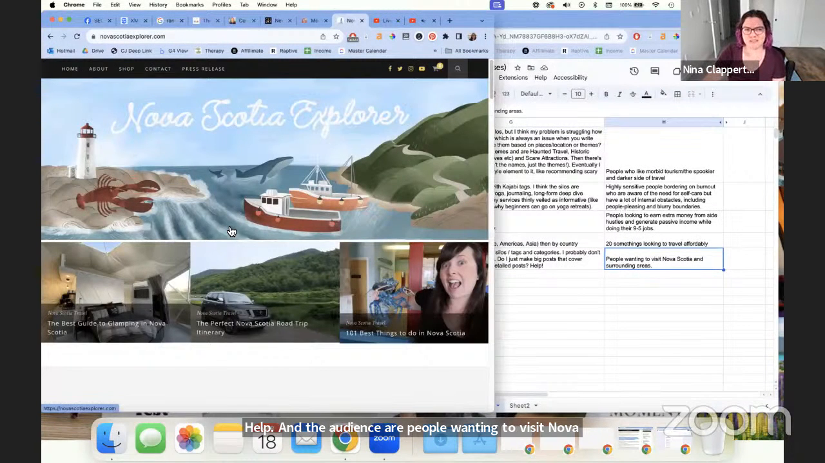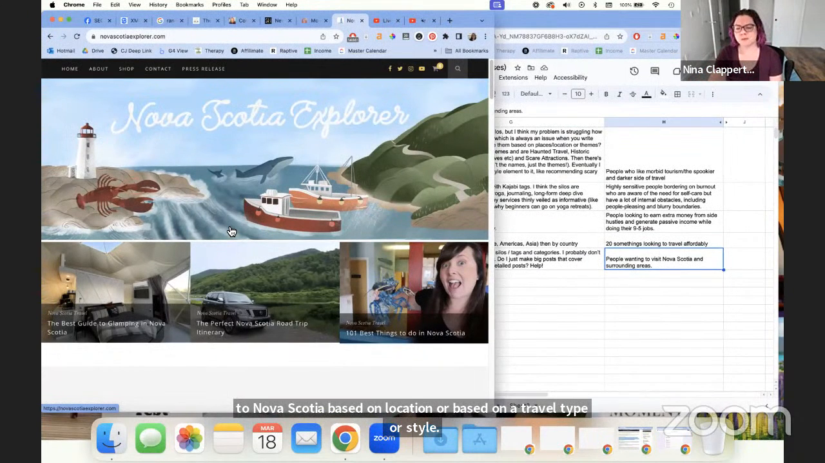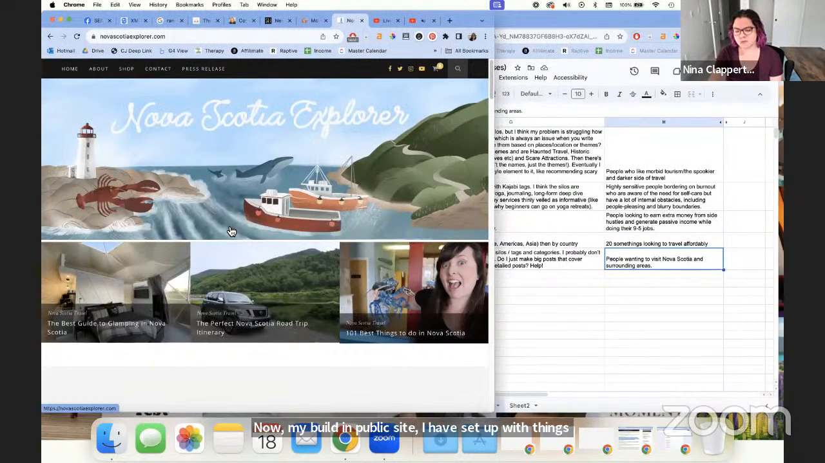Now, Nova Scotia is a province in Canada, so the best thing here is that it is such a specific location. Because of that, it's a lot easier to set up silos. Again, we need to think, are people planning a trip to Nova Scotia based on location or based on a travel type or style? Like my Build in Public site, I have set up with things to do, accommodations, tours, and, oh, that's bad. What's the other one? Where to stay, what to do, tours. There's another one, day trips. That's what it is, day trips. And that's how I have it set up.